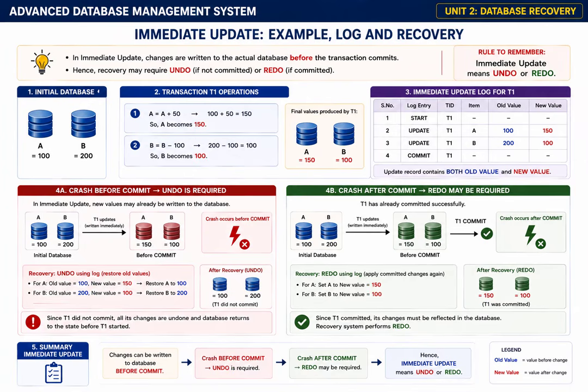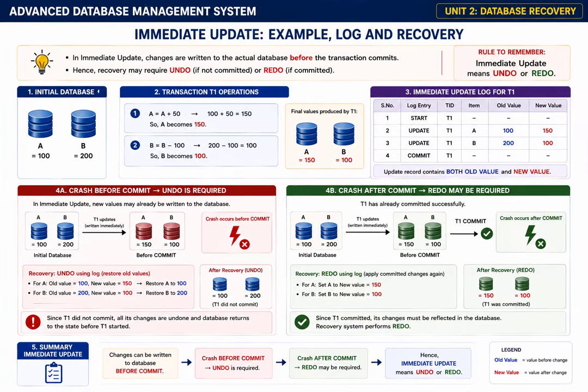Now, look at the immediate update log. We have start T1, then T1, A, 100, 150, and T1, B, 200, 100, and finally, commit T1. Now, notice the difference from deferred update. For A, the log contains both 100 and 150. The 100 is the old value, the 150 is the new value. Similarly, for B, 200 is the old value, and 100 is the new value. This information is extremely important during recovery.